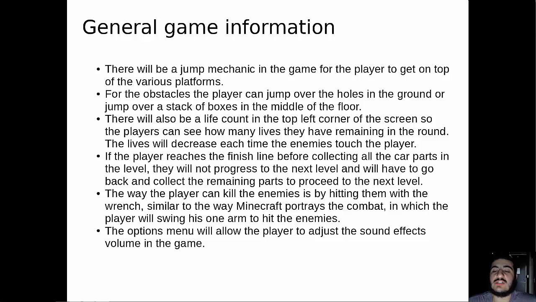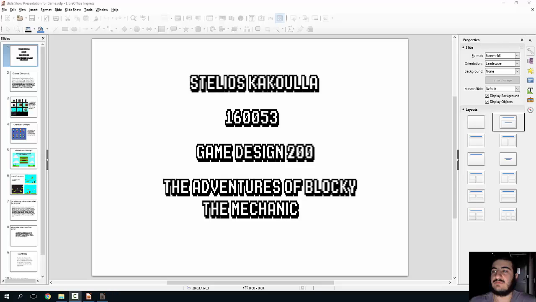If the player reaches the finish line before collecting all the car parts in the level, they will not progress to the next level and will have to go back and collect the remaining parts to proceed. The way the player can hit the enemies is by hitting them with a wrench, similar to the way Minecraft does it, in which the player will swing one arm to hit the enemies. And the options menu, as I mentioned before, will allow the player to adjust the sound effects and volume in the game. And that is that.